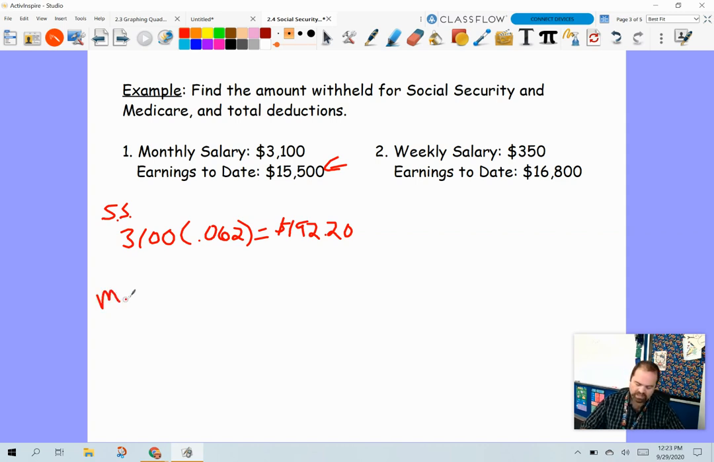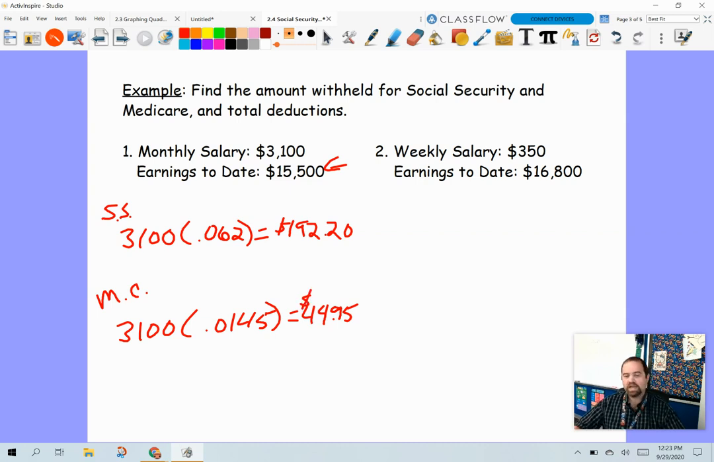The Medicare tax, I'm just abbreviating these to speed things along. It's the same $3,100, but it's 0.0145. I've changed my percents to a decimal, so you have to move that 2 places to the left. And that's going to amount to $44.95 per month. Now, if you wanted to know what that would be annually, you take the monthly taxes and multiply it by 12.